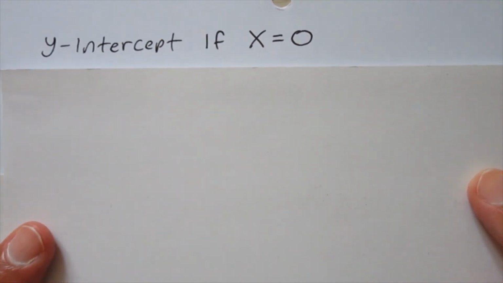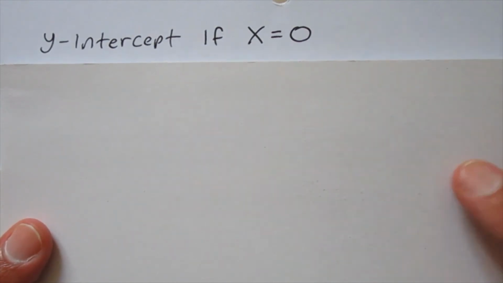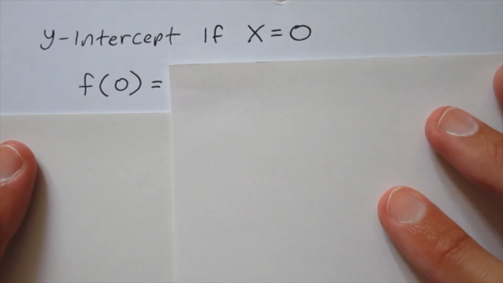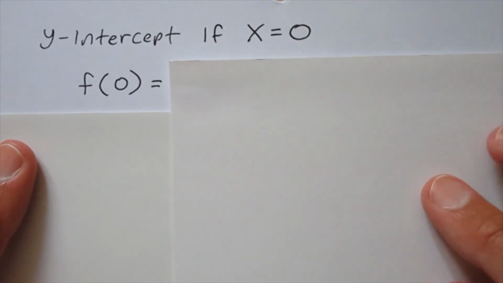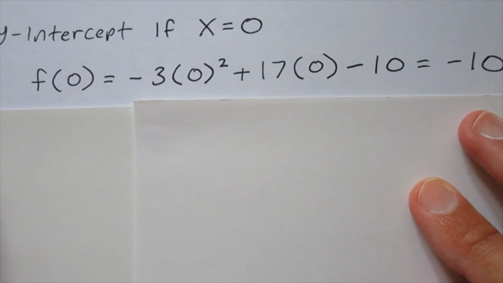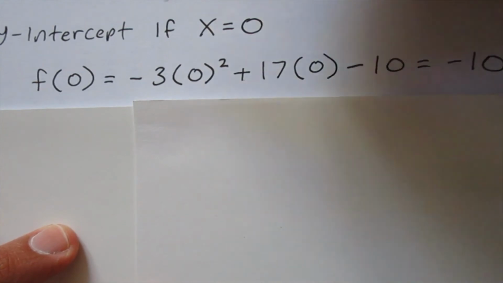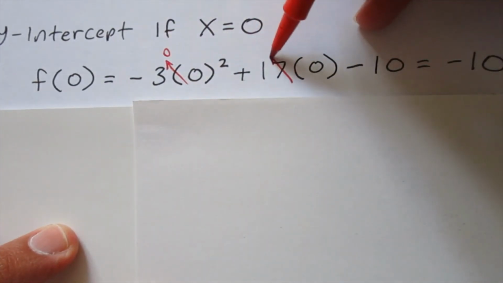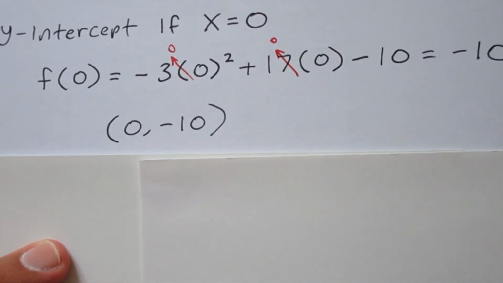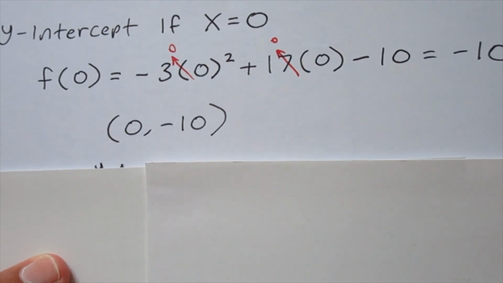And now the y-intercept is if x is equal to 0. So if x is equal to 0, that means you're finding f of 0. So you're sticking 0 in place of x in the original function. What I will have is negative 3 times 0 squared plus 17 times 0 minus 10, and that will give me negative 10. The first term goes to 0, the second term goes to 0, so that leaves me with negative 10. So the y-intercept is 0, negative 10. Now what are all the things I know about this function?